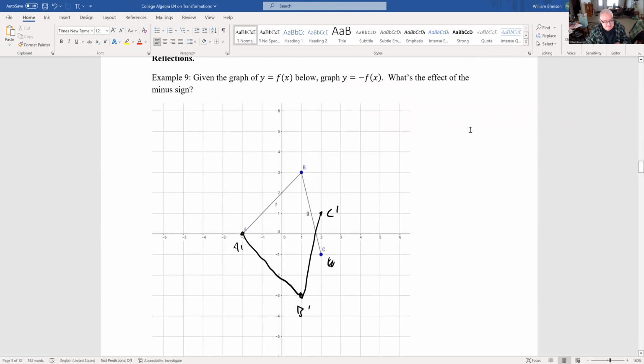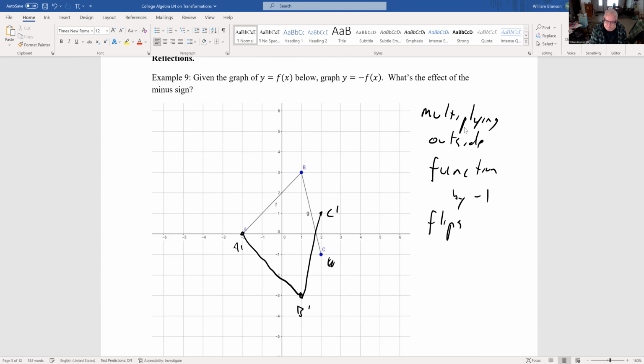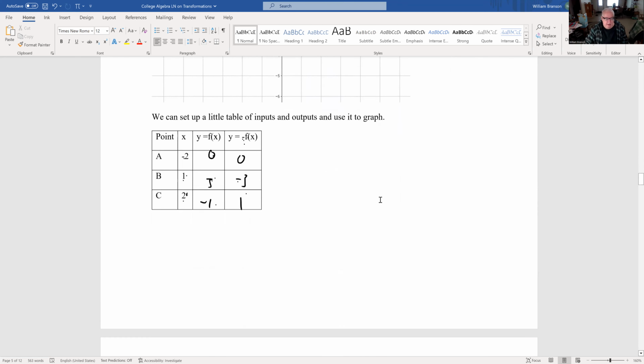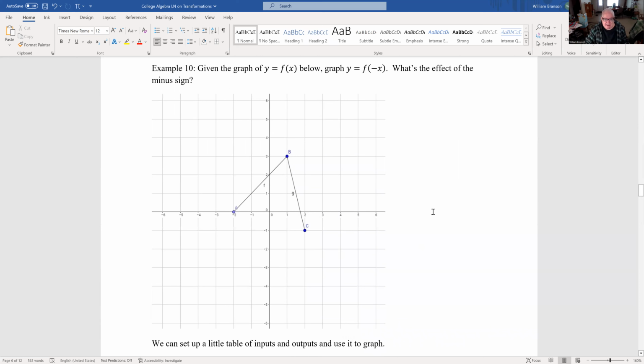So A prime is the same as A, because the y value is 0, and you multiply that by -1, you get 0. B becomes B prime, just flipped over the x-axis. C becomes C prime, flipped over the x-axis. So the minus sign flips the graph over the x-axis.